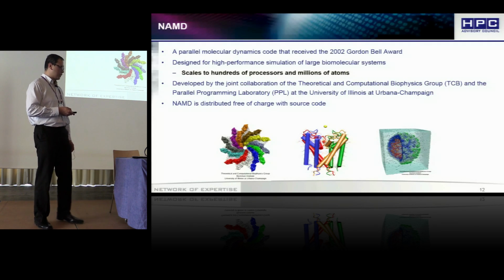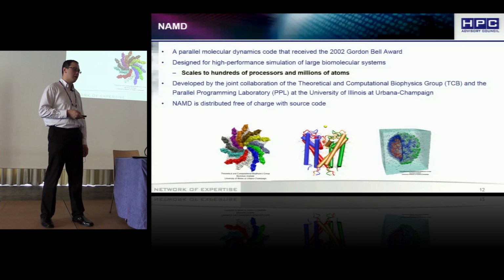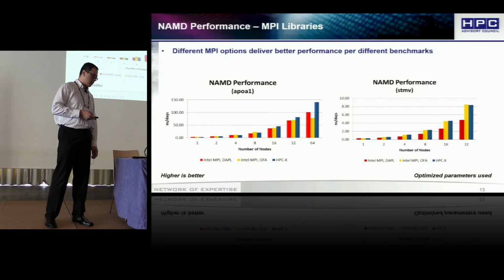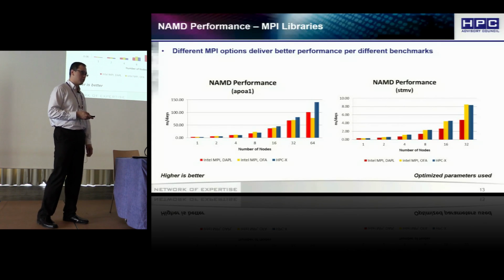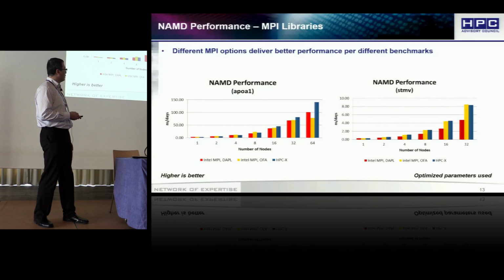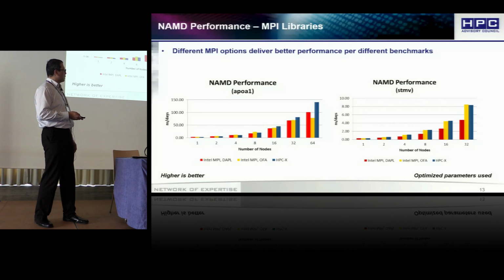The second application I'm going to show you is called NAMD, which is another classical molecular dynamics code. Here, we show you the scalability of NAMD with 2 different input data. One is called APOA1, the other one is called STMV. With those input data, they can scale to 64 and 32 nodes.